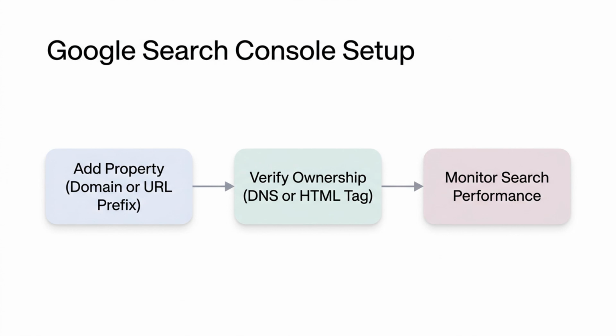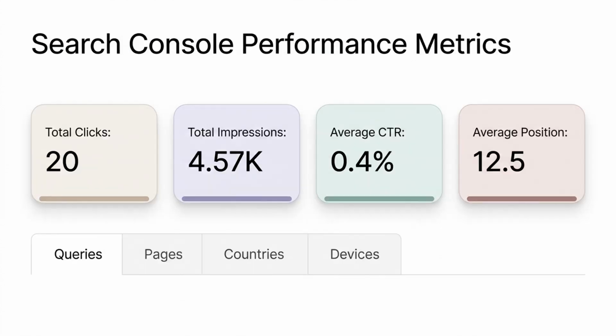Once added, you must verify your ownership, usually through a DNS record or an HTML tag, which connects your site directly to Google search data. Once verified, you unlock the performance dashboard. Here, you can analyze data over specific timeframes, like the last 7 or 28 days.